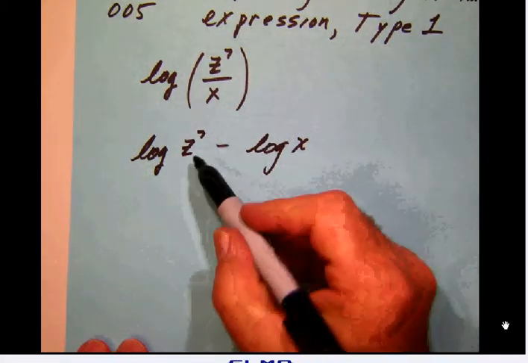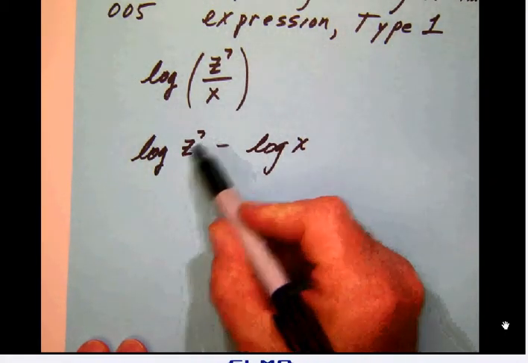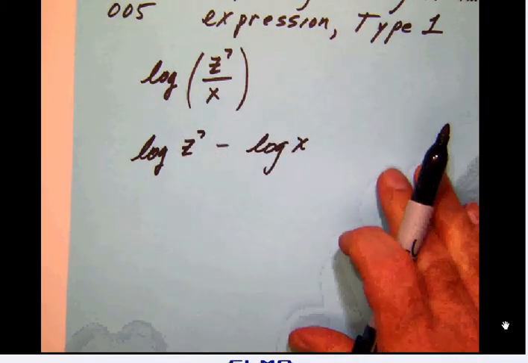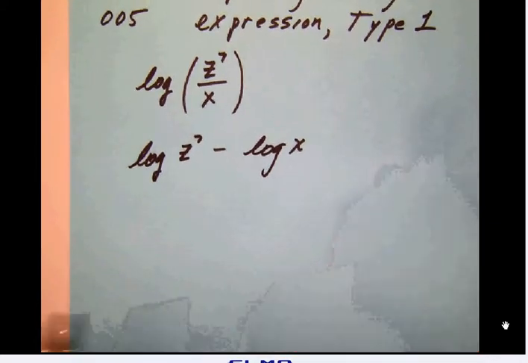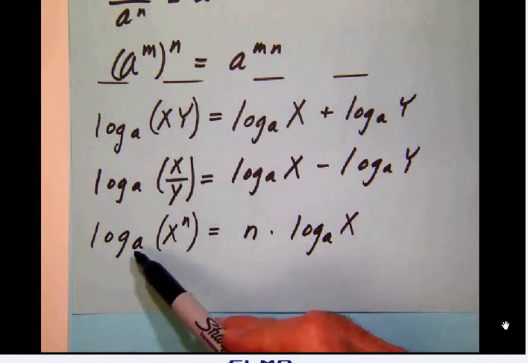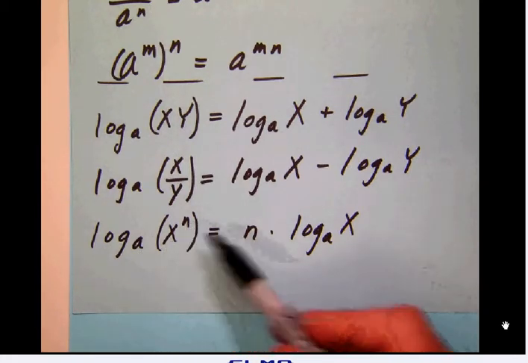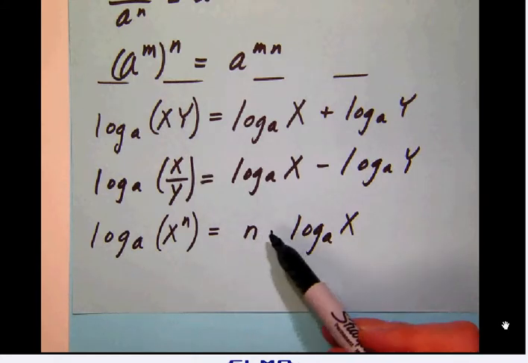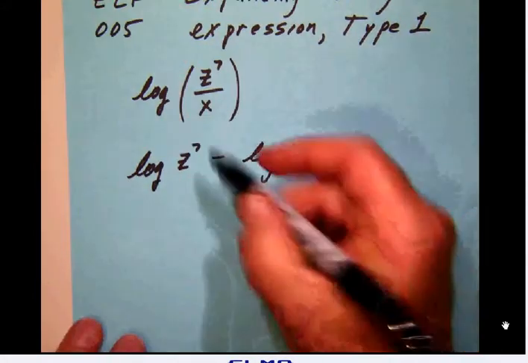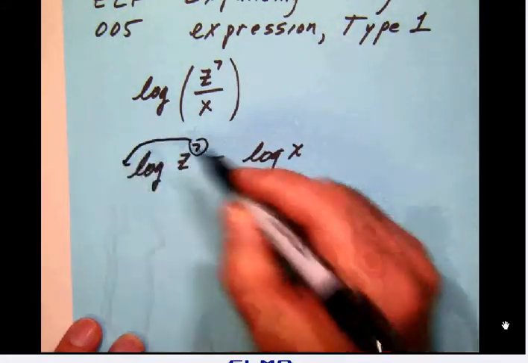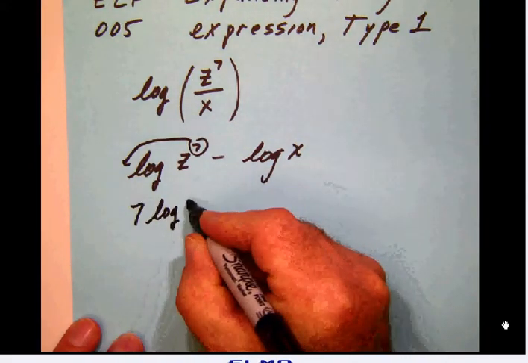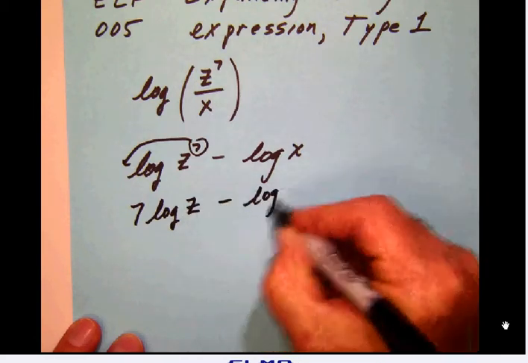Now notice here though, we have a logarithm of z to the 7th, and so we have the logarithm of a number raised to a power, which also is a rule. In fact, that's the third rule. When you have this logarithm to the base a of some number raised to a power, what happens is that that power comes out in front and is multiplied by the logarithm. So applying that to this case, notice what happens is that this 7 immediately is pulled down front, so we will have 7 multiplied by the log of z minus the log of x.